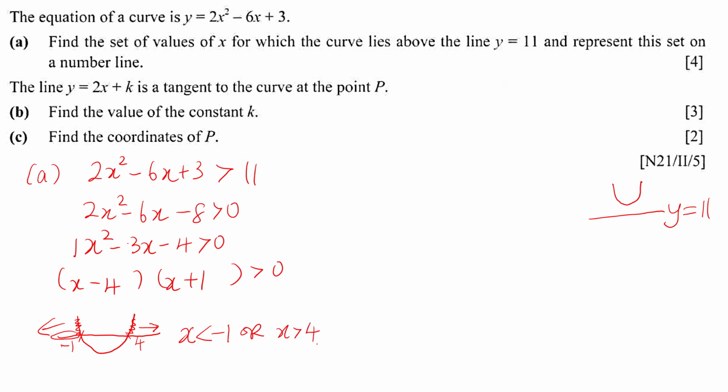And we are asked to represent it on the number line, right? So you have to draw a number line. Basically, you can just have 2 points, that will do. Let me draw it properly.